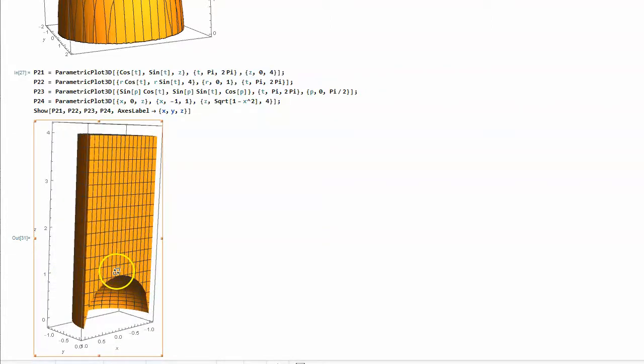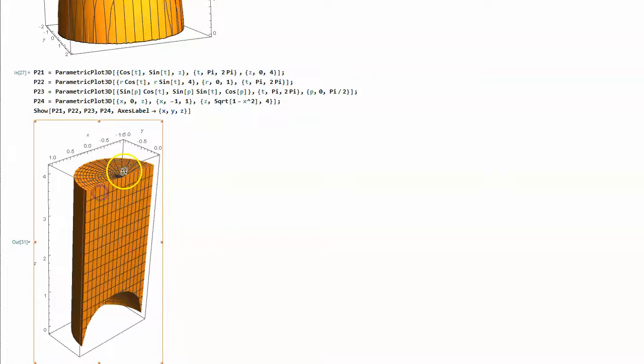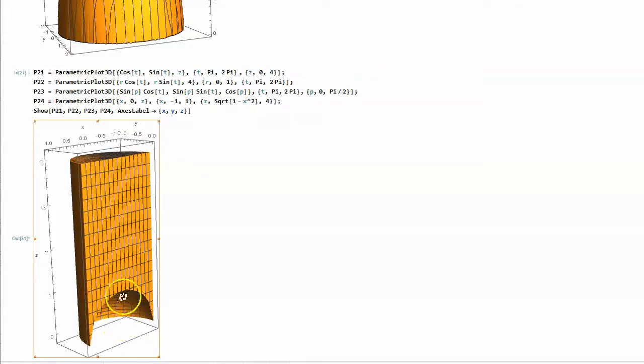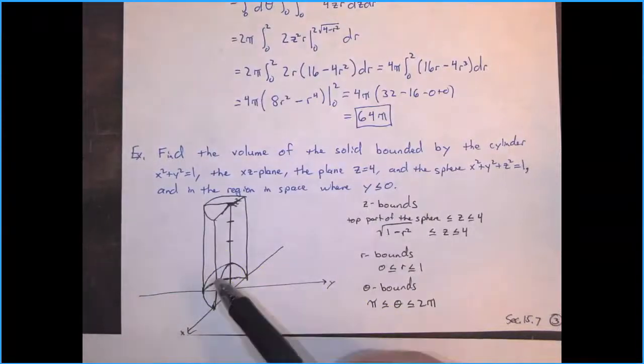Because if I set up bounds with respect to r first, I'm going to need to set up 2 different integrals. And you can see that in this region, r is starting at the z-axis and going all the way out to the cylinder. So r goes from 0 to 1. But in this region with the piece of the sphere, r is starting at the sphere and going to the cylinder. Maybe this is better seen in the notes. Right, so r is starting at the sphere and going to the cylinder in this region.